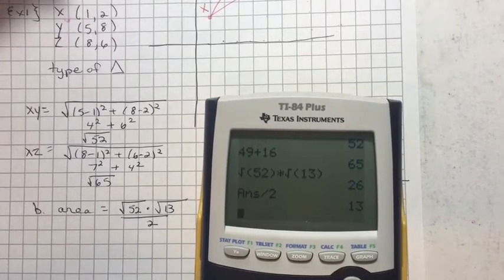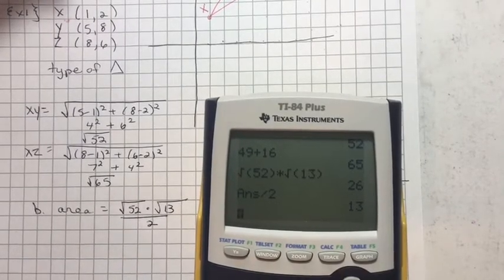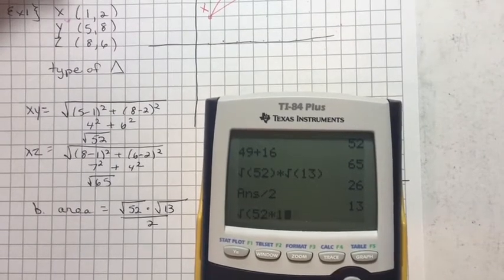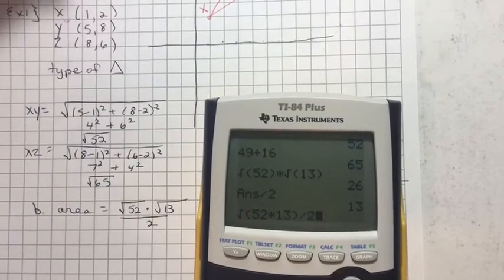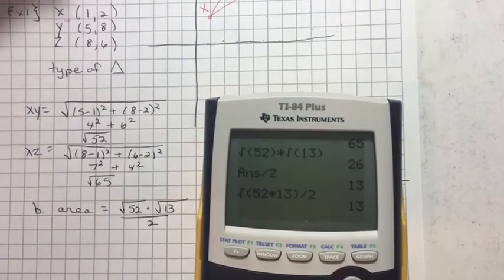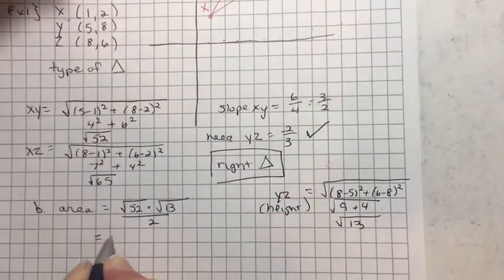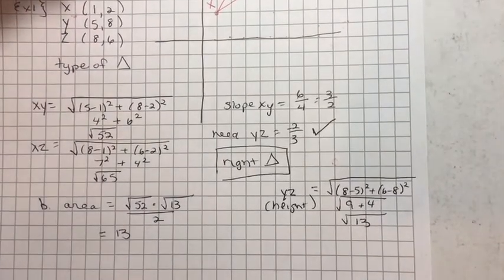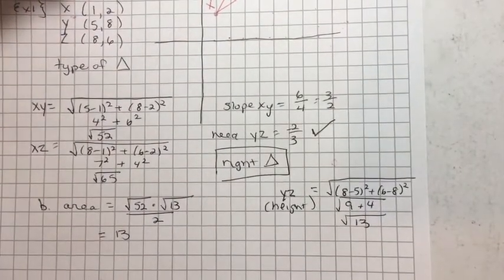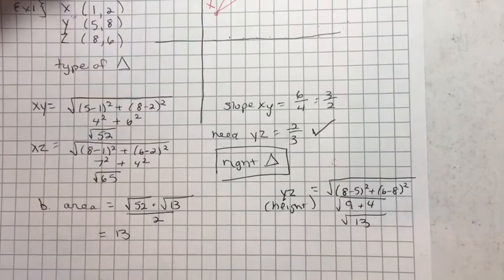Now since you can multiply everything together under the radical, you should have been able to go the square root of 52 times 13 and then take that part and divide it by 2. Notice that both ways you're going to get an answer of 13 for the area. All right, hopefully that makes sense.